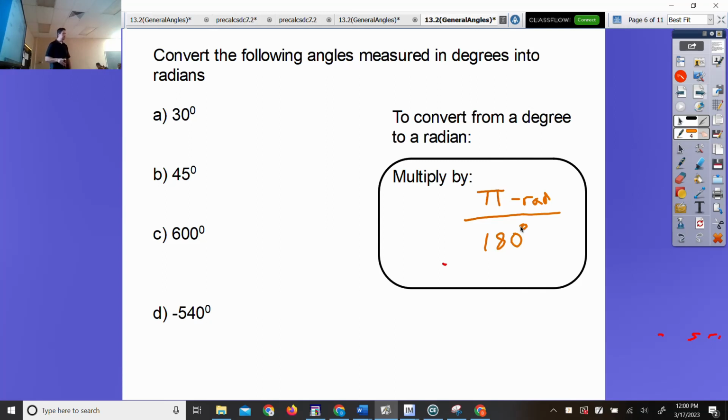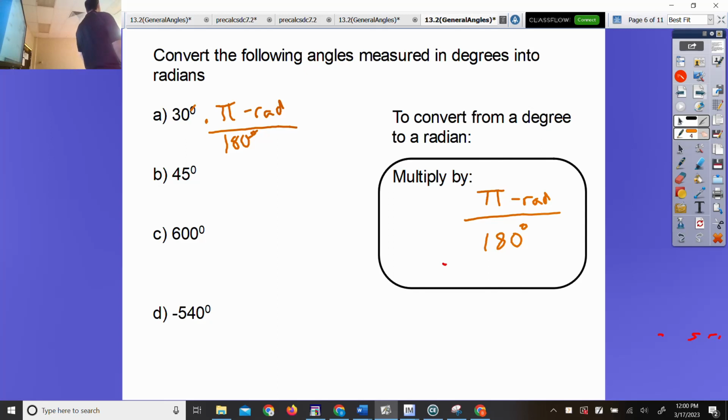The reason you do it is because of what you'll see when you actually set it up. If you like to write on paper, what do the degree symbols do to each other? They cancel. It's no longer a degree. It's the only unit left, which is a radian.